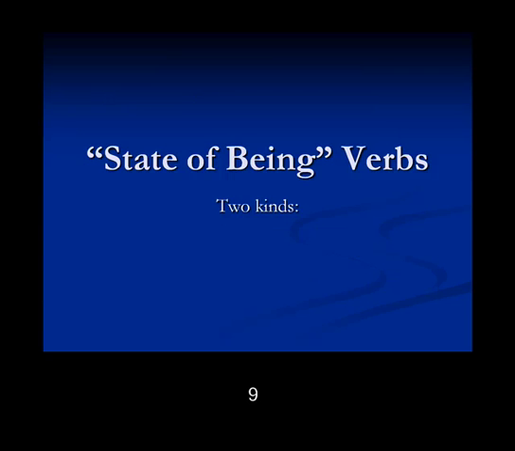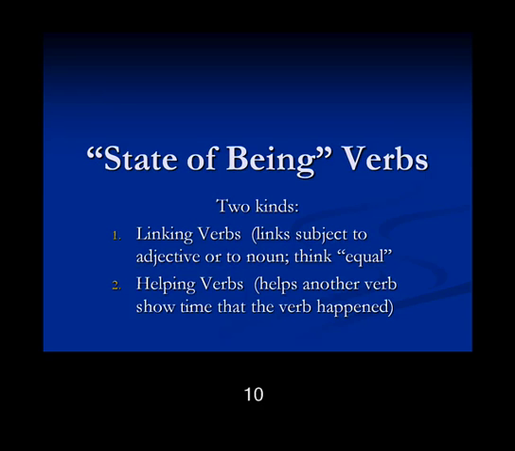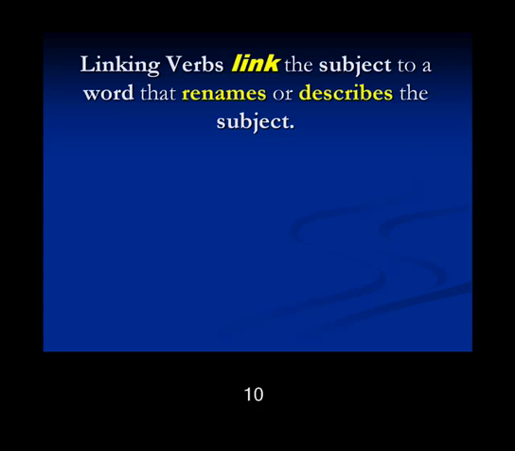Now, there are two kinds of state of being verbs. The linking verbs, and I think of linking verbs as linking subjects to the adjective, that description word, or to a noun. They link the subject to a noun. And when I use a linking verb, I think equal sign, like in math. Then there are also the helping verbs. They help another verb show when that verb happened. It's the time the verb happened. So linking verbs link the subject to a word that renames it or describes the subject.